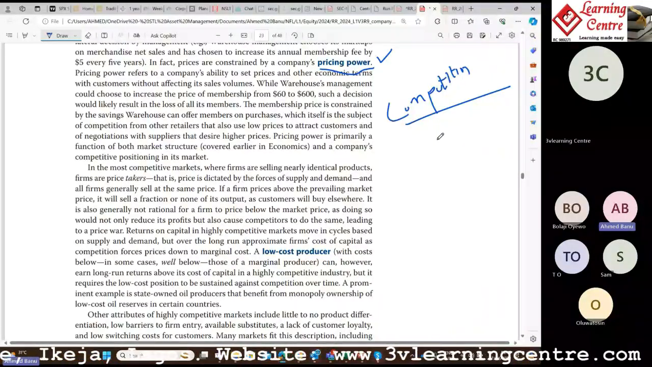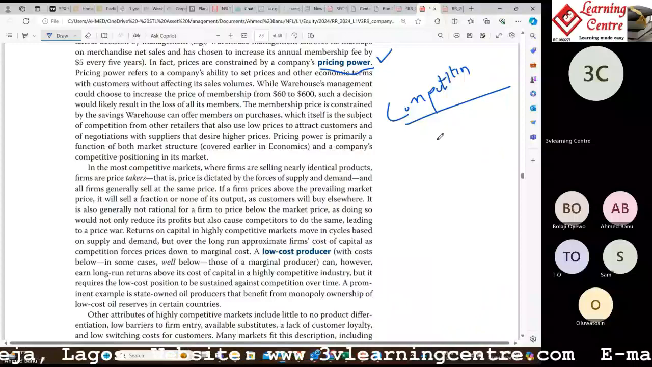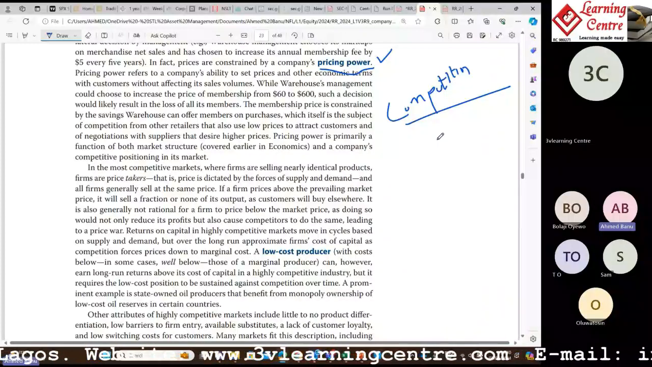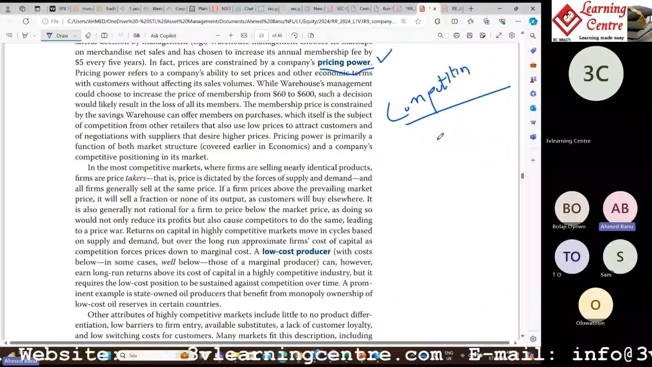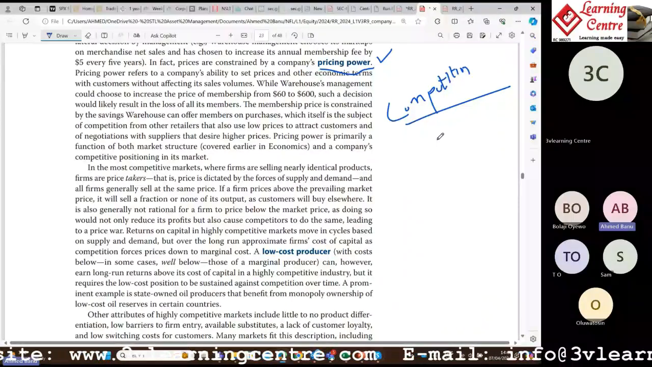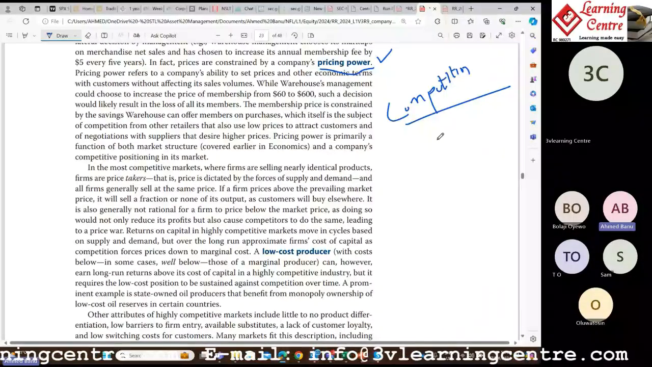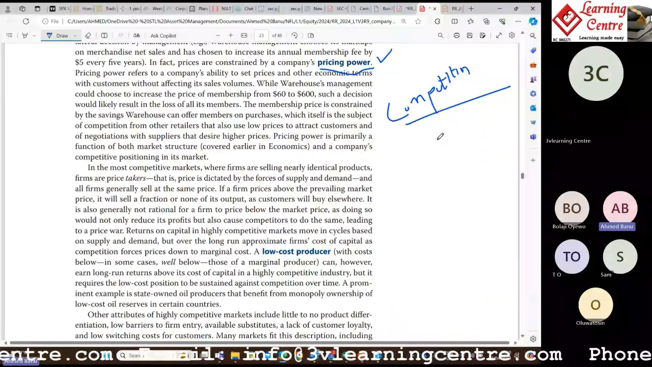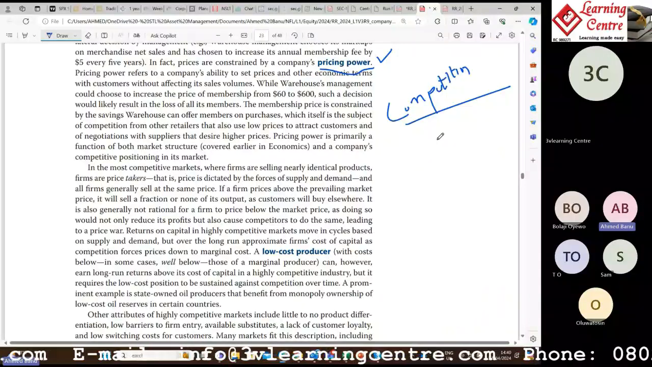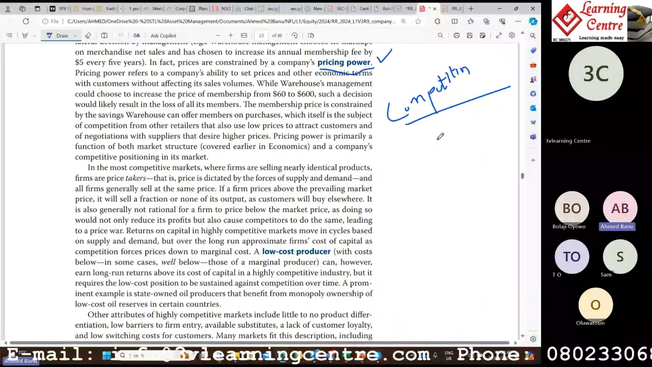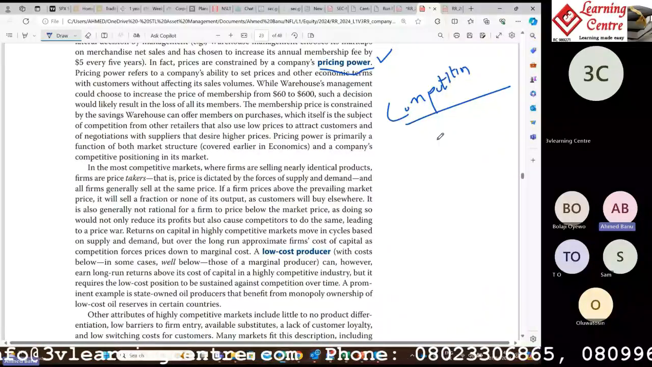It is also generally not rational for a firm to price below the market price, as doing so would not only reduce its profits, but also cause competition to do the same, leading to a price war. So if you cut prices, people too will follow. No doubt about that. So there's really no point.